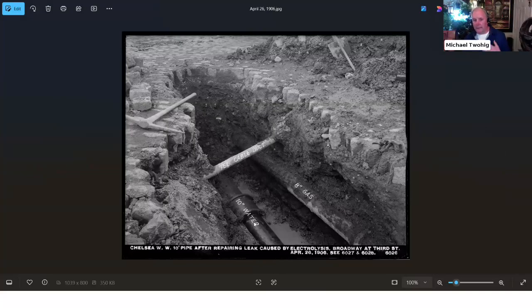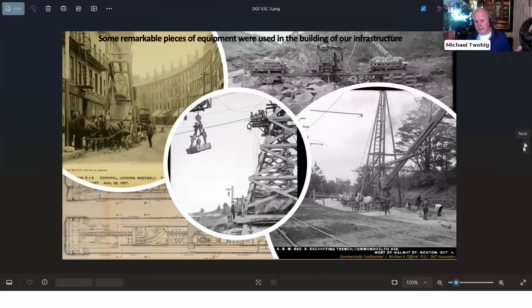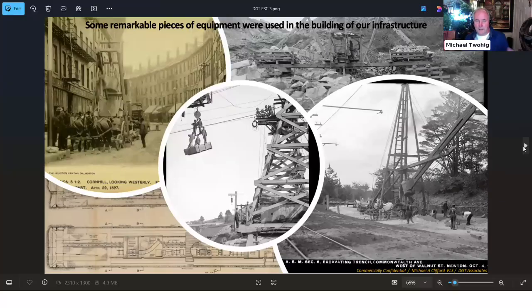We do know a lot of the bigger systems, electrical and telephone, and the big sewer and drain systems are definitely in place.